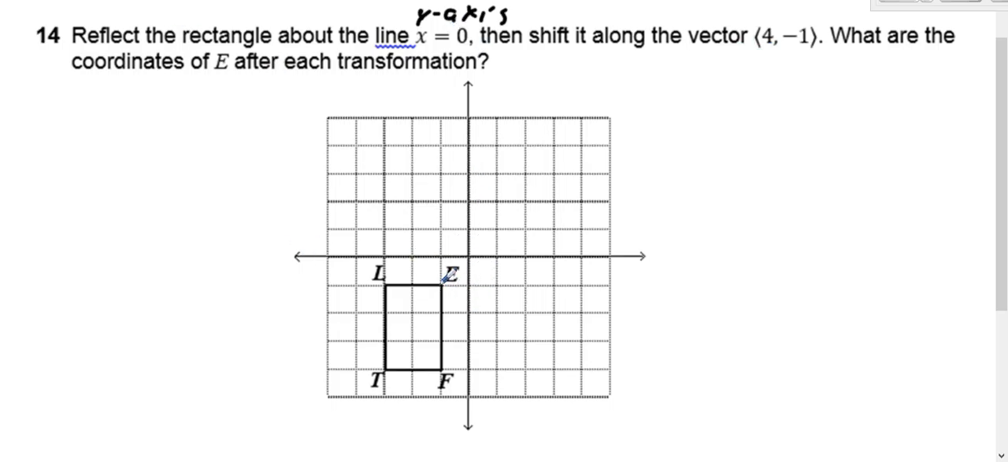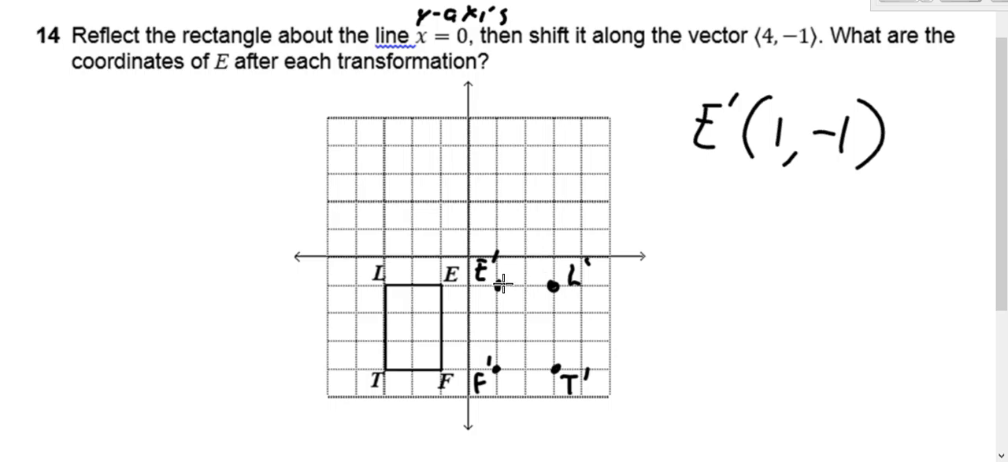So reflect it. E is going to go here, F, T, and L. So it says to write the coordinates of E after each transformation. So E prime, that's 1, -1. Then we are going to shift it along the vector 4, -1. So that means we're going to shift everything to the right 4 and down 1.